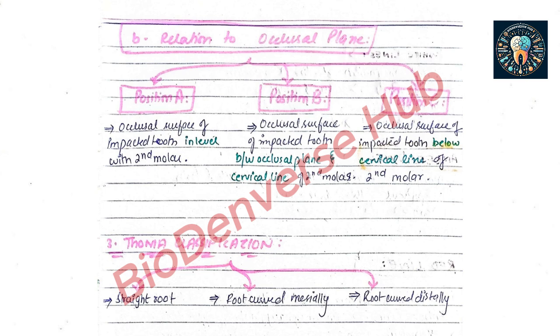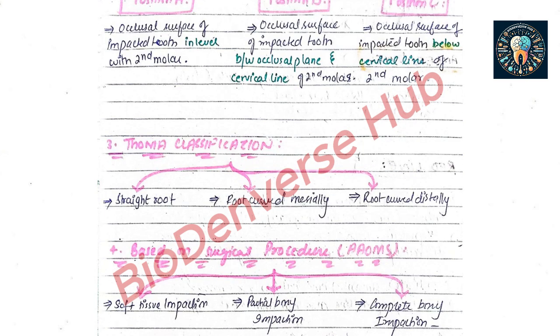Now we have another classification as well, that is the Thomas classification. In the Thomas classification, he classified the impaction as having straight roots, roots that are curved mesially, or roots that are curved distally. We can also classify the impaction based on the surgical procedure. So it could be a soft tissue impaction, a partial bony impaction, or a complete bony impaction.